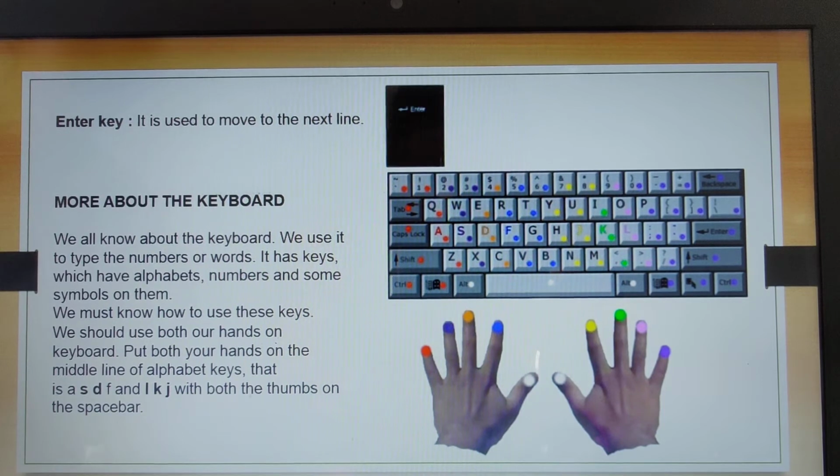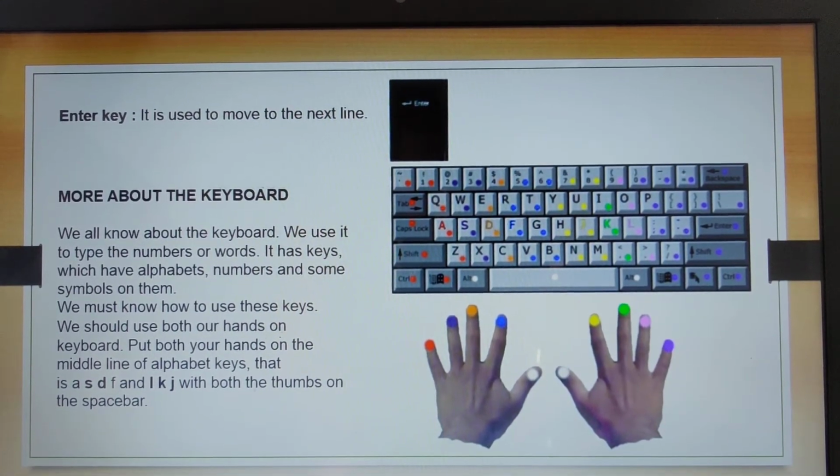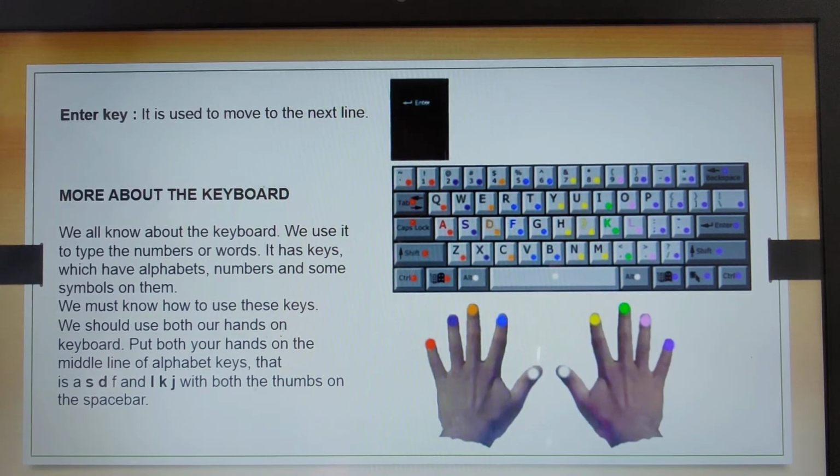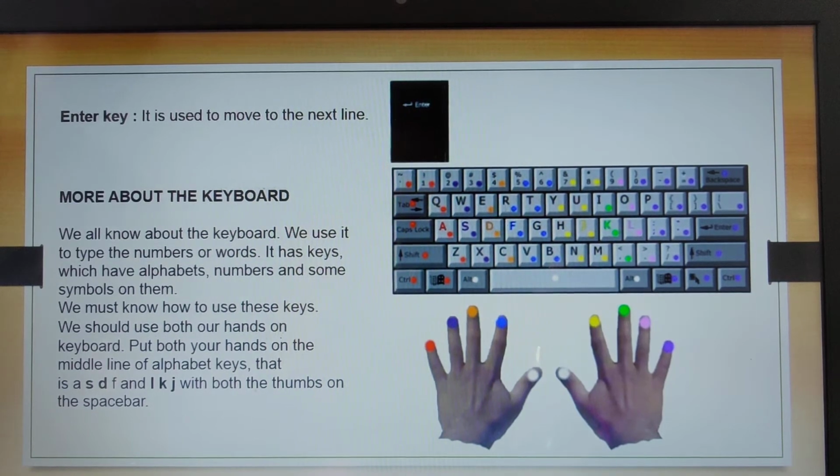Clear? Now, let us see what your book has to say. We all know about the keyboard. We use it to type numbers or words. It has keys which have alphabets, numbers and some symbols on them. We must know how to use these keys. We should use both our hands on the keyboard.